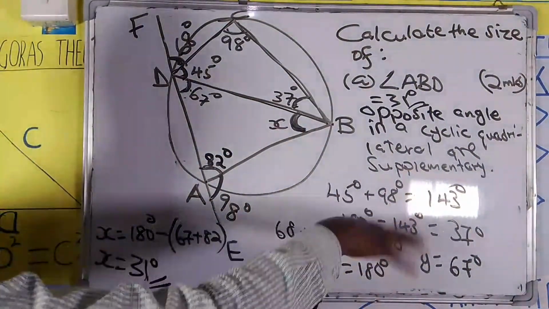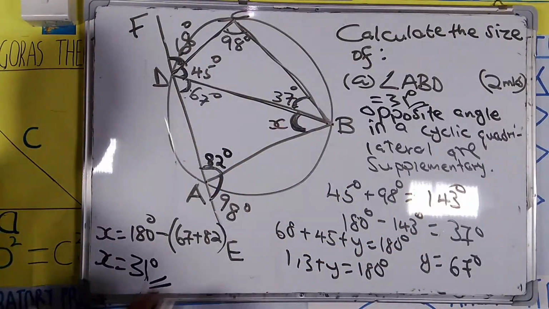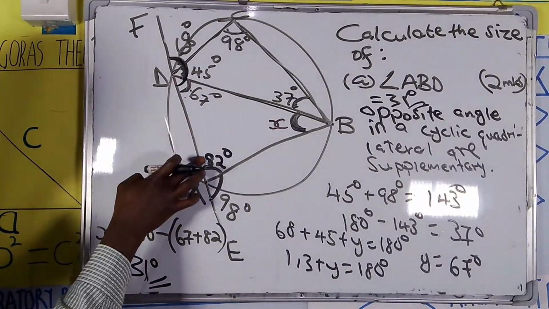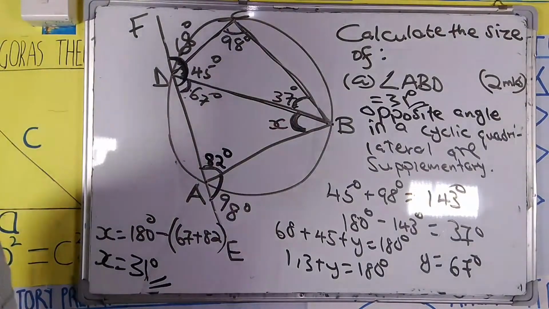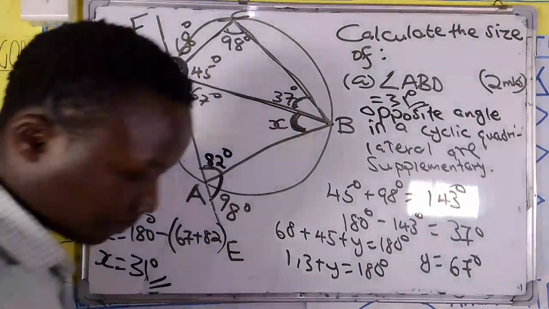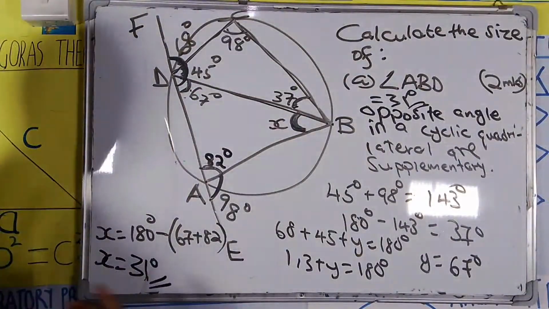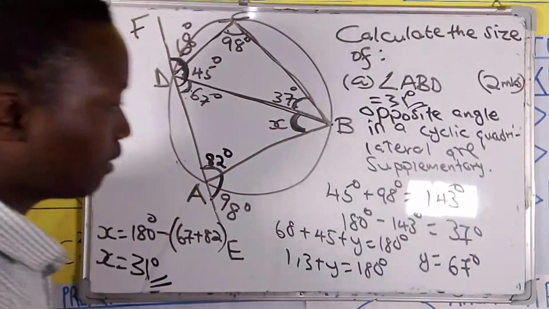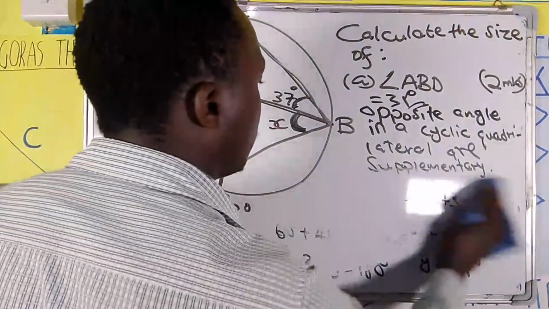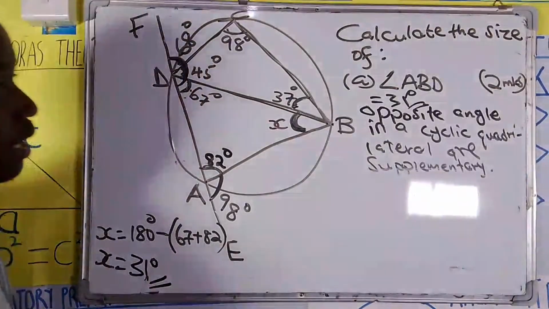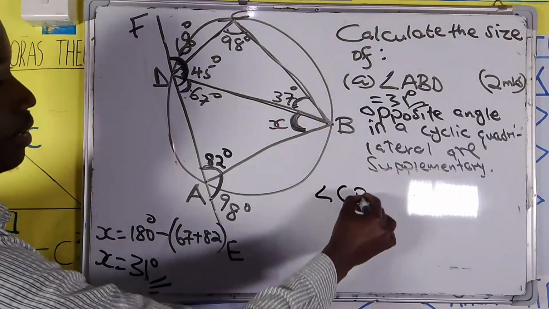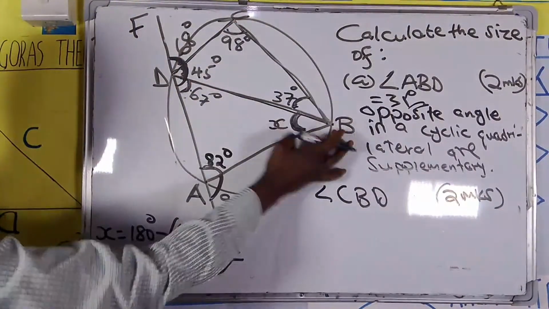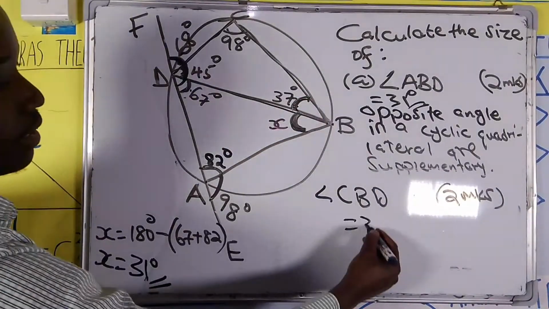So even without all this working, we could have come directly to get the angles on a straight line, then we add this and this, then we subtract from 180. By having that, we are being asked angle CBD. Angle CBD, 2 marks. In the process we had already gotten it. CBD is 37 degrees.